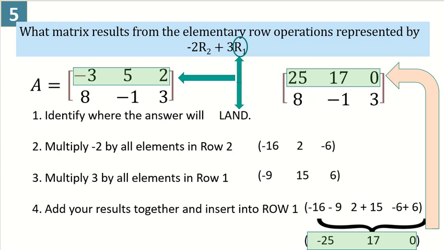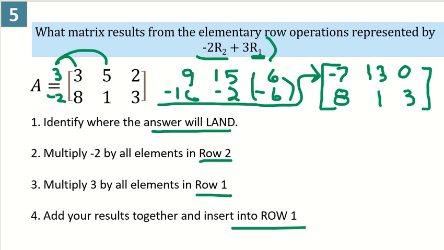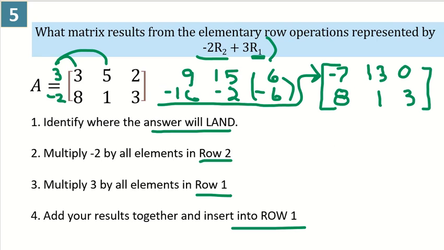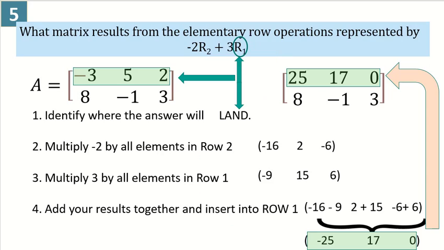All right, -25, 17, and 0. What did I do wrong? -2 times row 2. Let's just take another look at it. And we got -16, +2, and -6. And 3 times row 1 is -9, 15, and 6. So I must have made a mistake with my negatives. I wrote 9, 15, and 6. It should have been -9, 15, and 6.